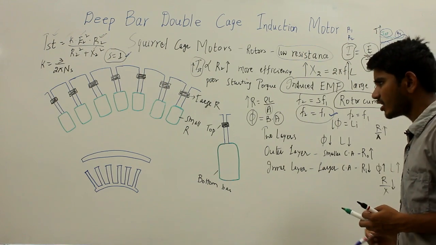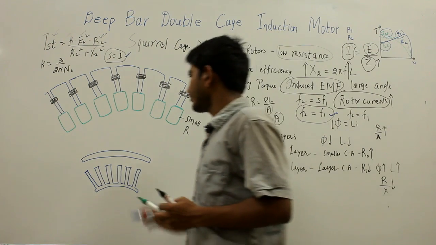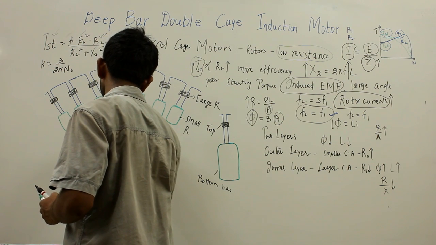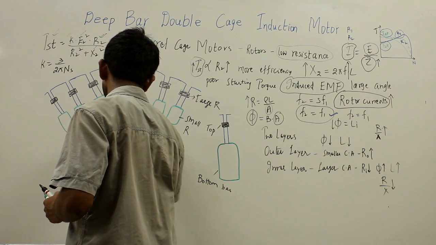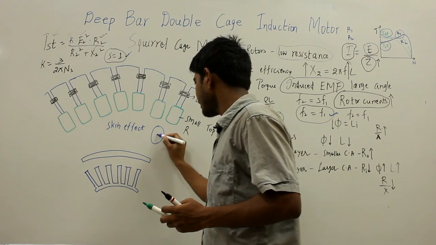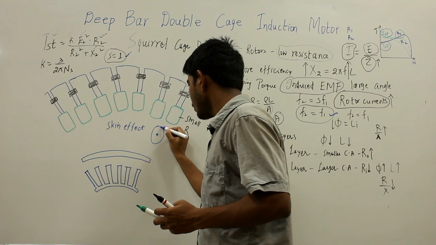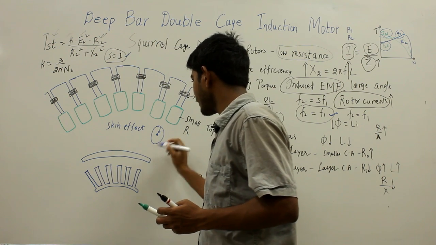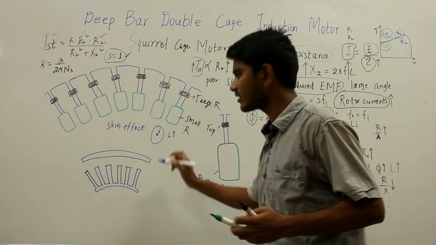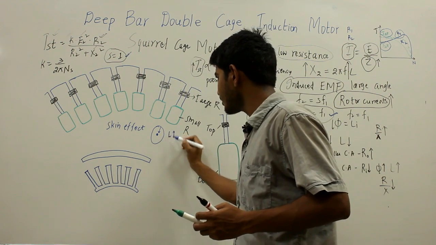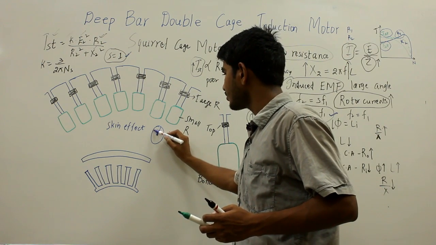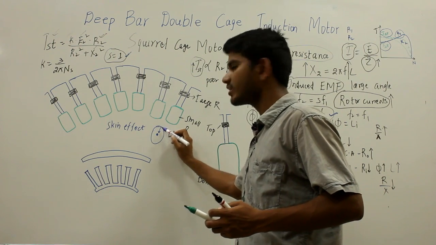And at this juncture, speaking about the skin effect, we know the skin effect is the unequal distribution of current in a conductor. If I say this is my cross section of the conductor and this is the inner core, as I move from the outer surface to the inner surface, the flux linkage increases, so my inductance increases, and as there is more inductance at the inner surface, my current tries to choose the outer surface path to flow.